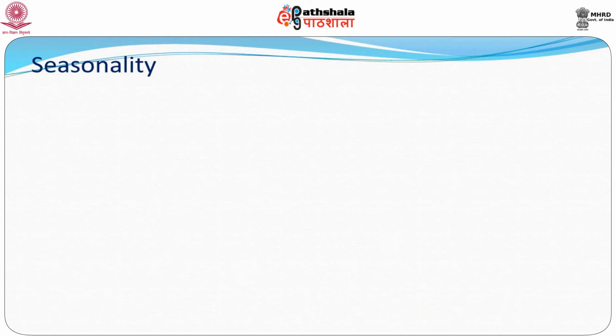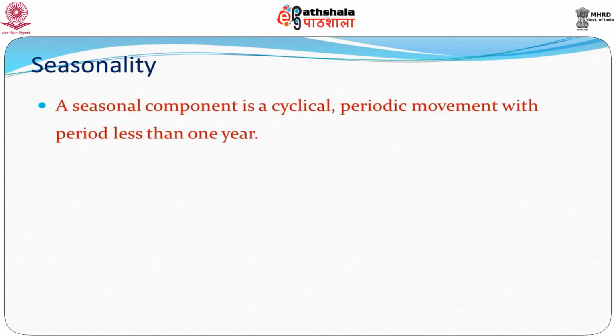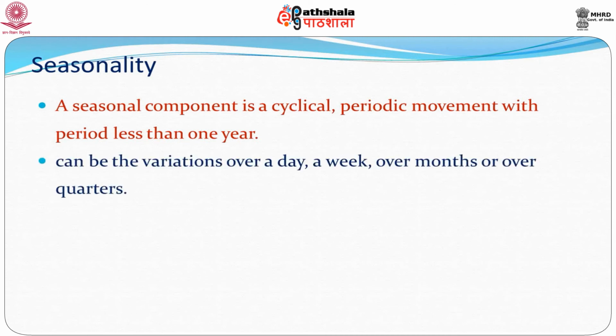Now, once we have the detrended series, we can look at the seasonal component. This is a cyclical periodic movement with period less than 1 year. So, if you have quarterly data, you can have a quarterly seasonality. If you have monthly data, you can have monthly seasonality. If you have daily data, it may be a weekly seasonality. So, seasonality can be of different periods. It may be weekly, monthly, daily, or even hourly.